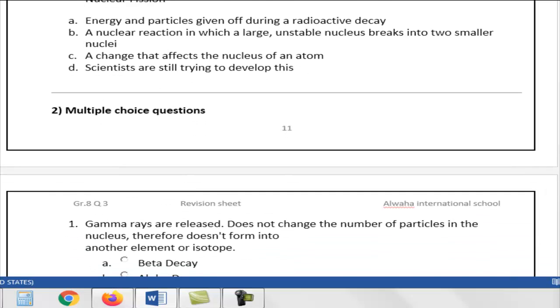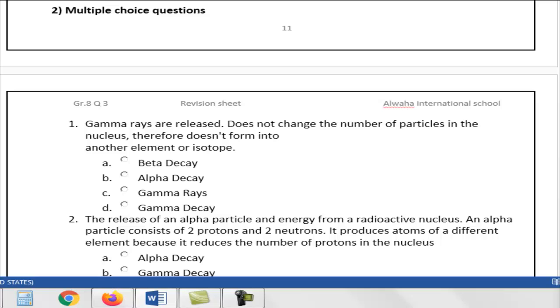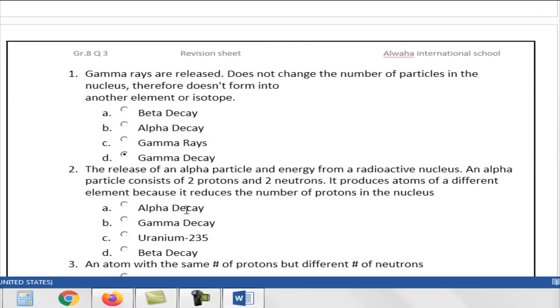Okay, let us finish the MCQ. Question number 1. Gamma rays are released, which doesn't change the number of particles in the nucleus, therefore it doesn't form another element or isotope. So number 1 will be D, gamma decay. Number 2. The release of an alpha particle and energy from a radioactive nucleus. The alpha particle consists of 2 protons and 2 neutrons. It produces an atom of a different element because it reduces the number of protons in the nucleus. So number 2 will be alpha decay.